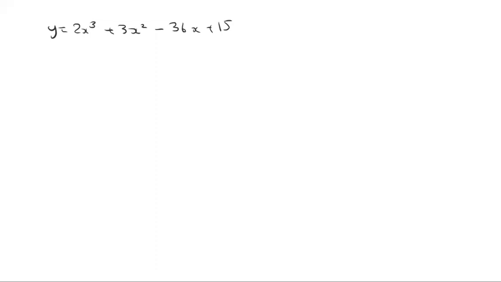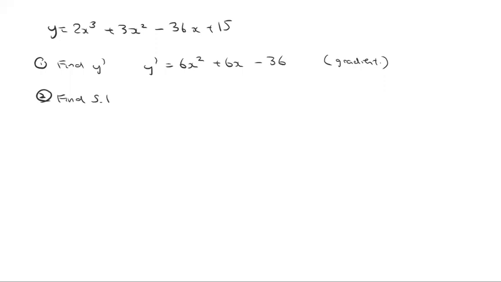So firstly, let's find the derivative. I think you guys won't have too much trouble to find 6x squared plus 6x minus 36. Now that's the derivative, which remember represents the gradient. Because we don't really know what this looks like, it might be helpful for us to find the stationary points. So in other words, you'll let y dash equal zero, which means you'll solve 6x squared plus 6x minus 36 equals zero.